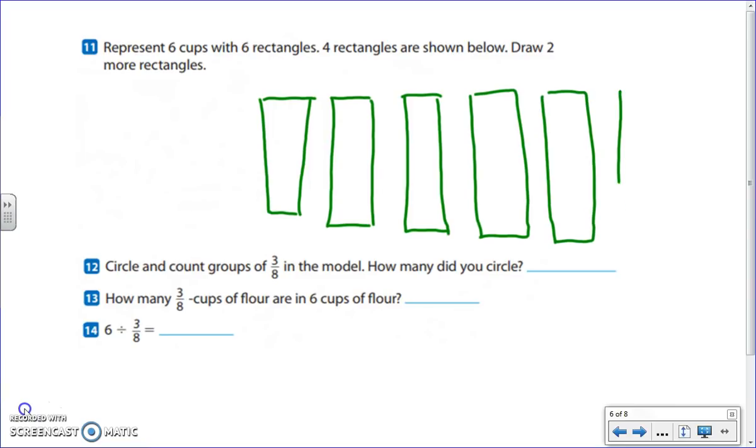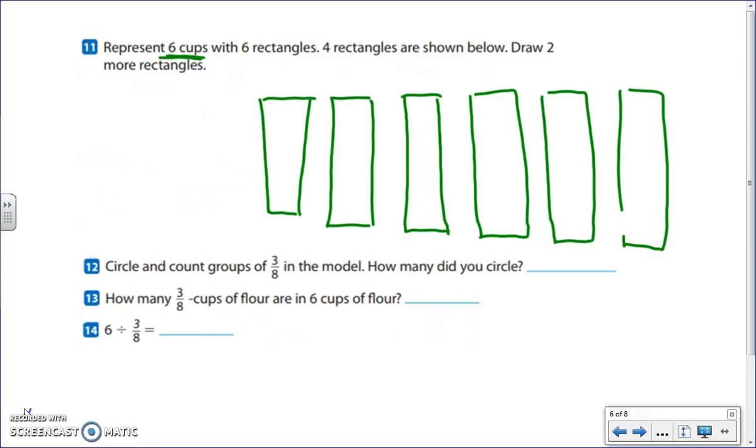So the reason I'm drawing 6 rectangles is because there are 6 cups, and each of these cups is represented by a rectangle. So it says draw 2 more rectangles. I'm assuming they already put 4. I'm not sure why, but you need to have 6 total. So I'll start with that, and then what we're going to do next is we're going to actually divide these rectangles. We're going to model this by dividing these rectangles into eighths.